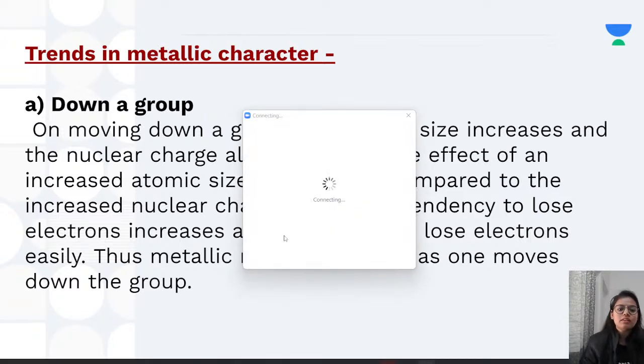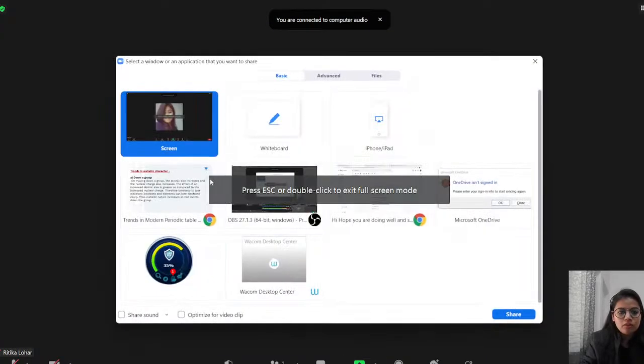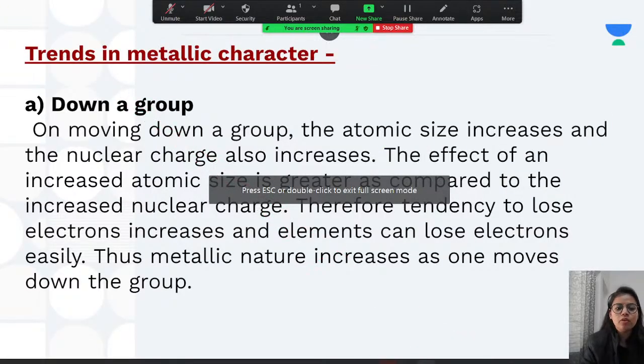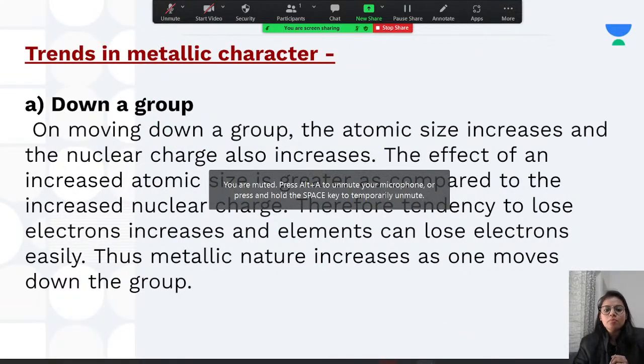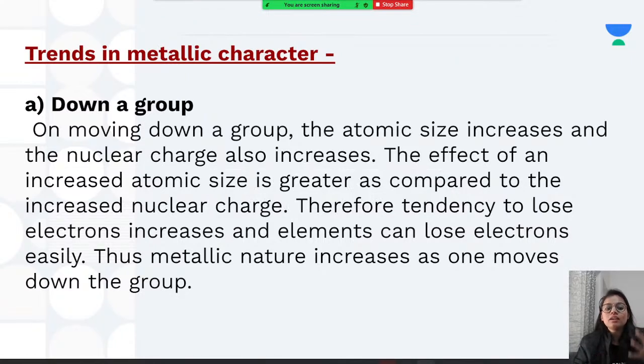Now talking about the trends in metallic character. Moving down a group, the atomic size will be increasing. Okay, as we are moving down the group, the atomic size is increasing subsequently, and the nuclear charge is also increasing, since the number of electrons is increasing and the atomic number is increasing.